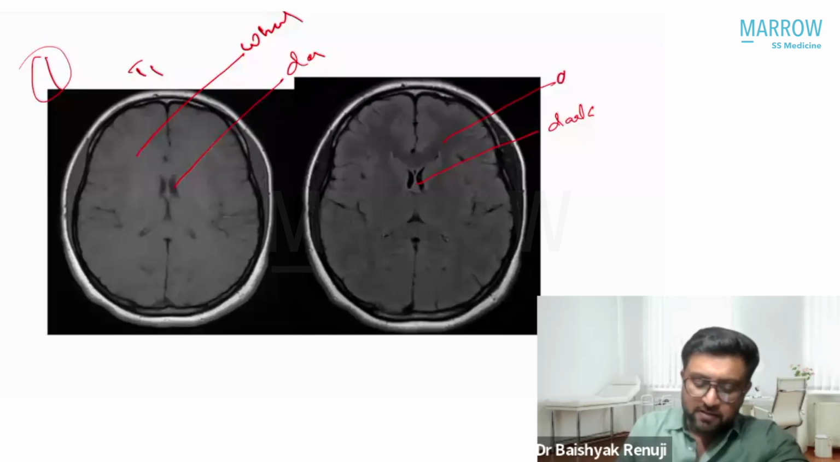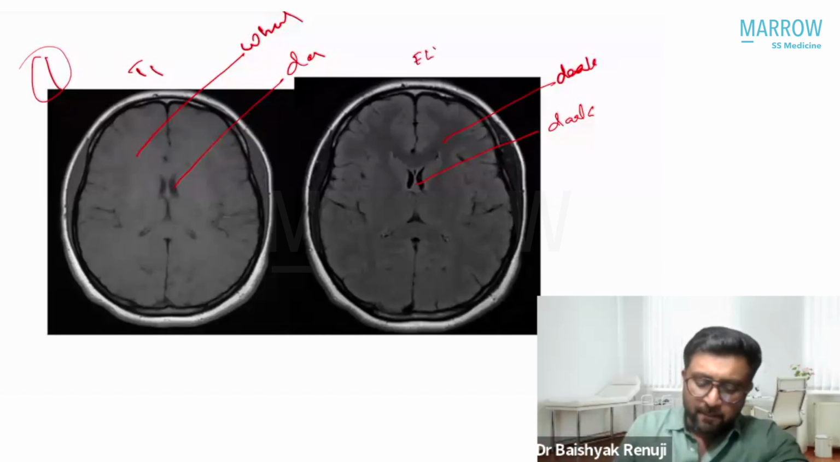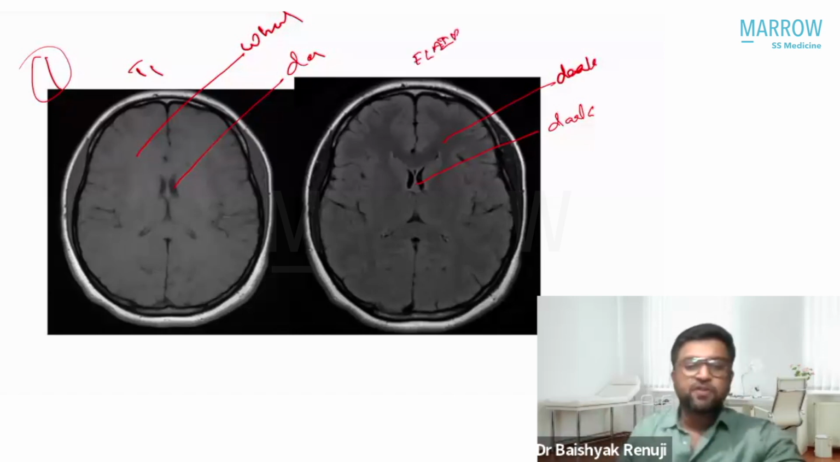Here you see the white matter is dark. Both are dark. It actually carries the quality of T2 plus fluid is attenuated. So that is FLAIR. So if you study only CSF, the confusion happens because T1 and FLAIR will get confused if you do not look at the white matter.